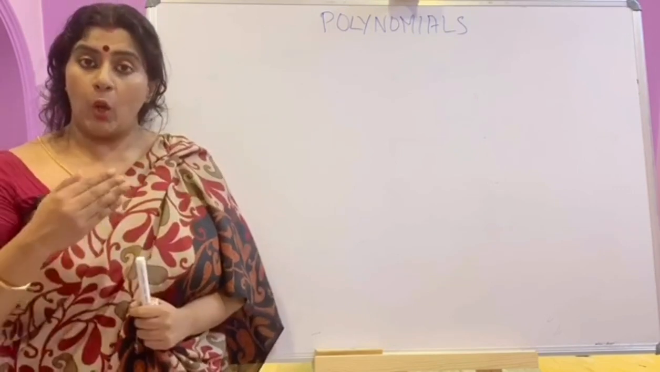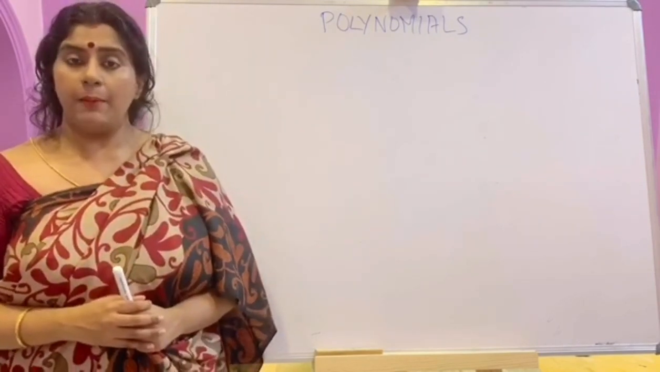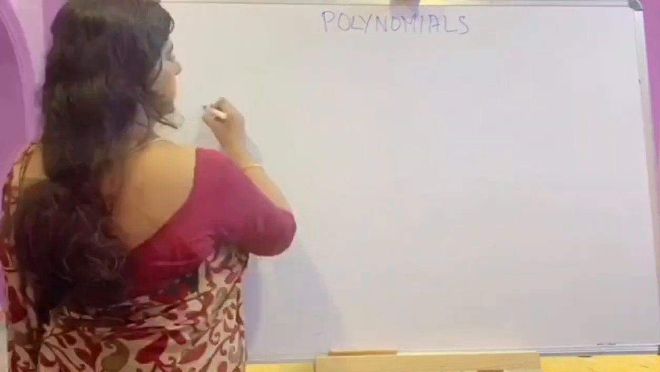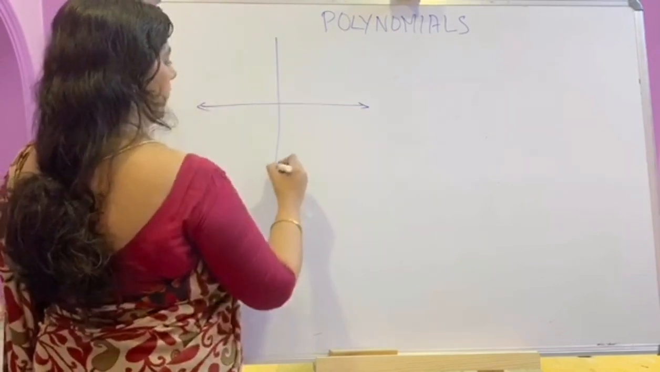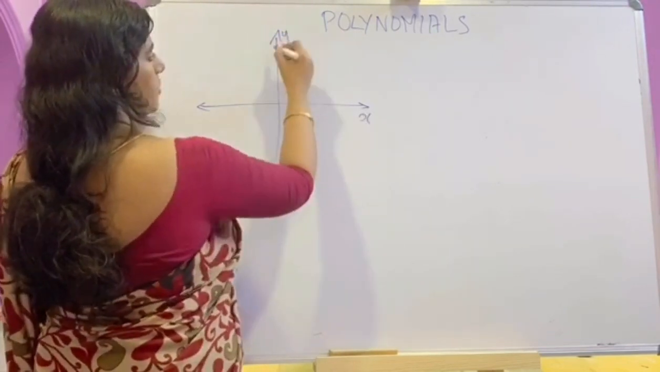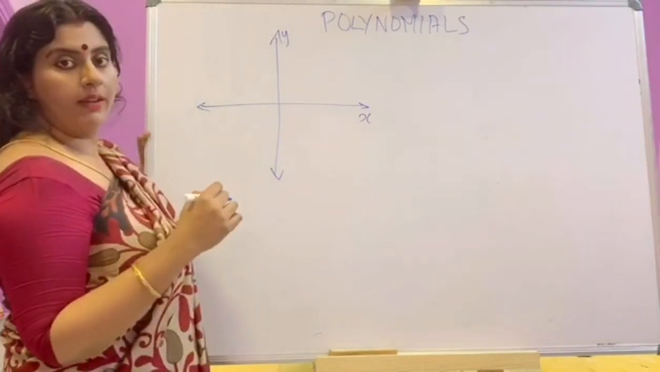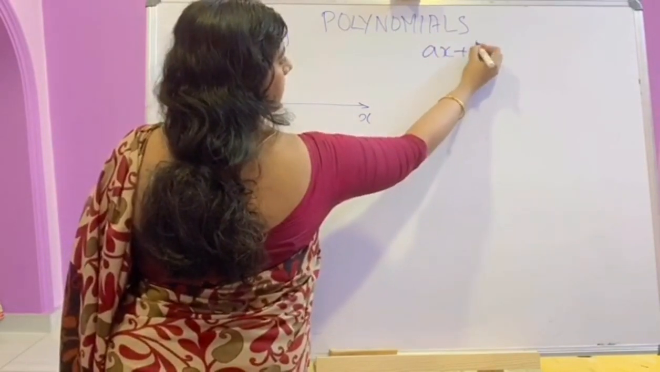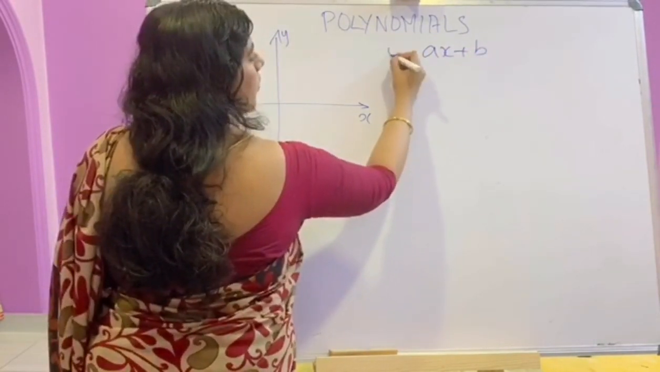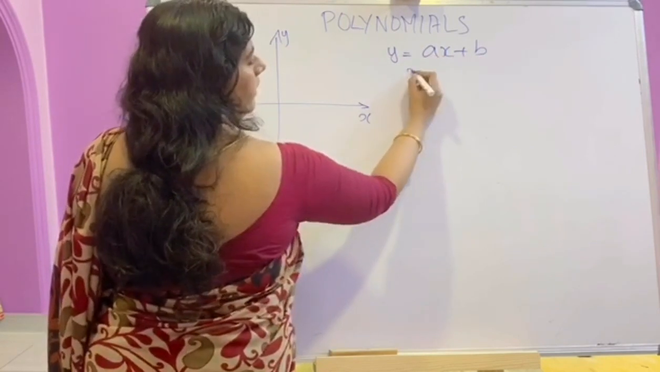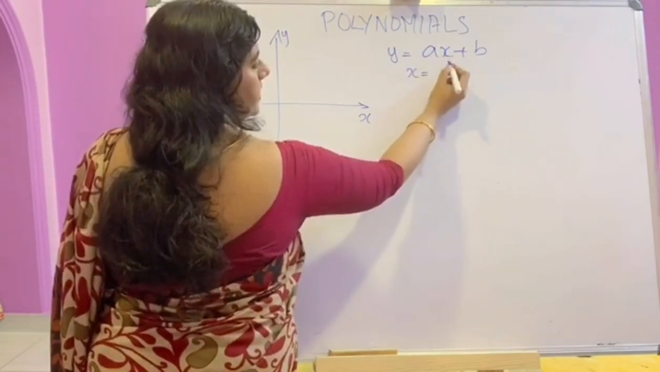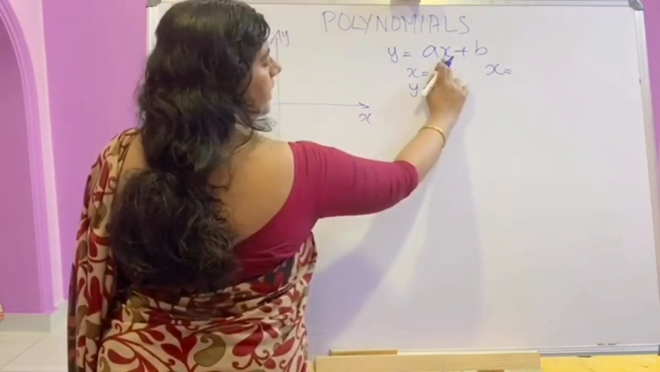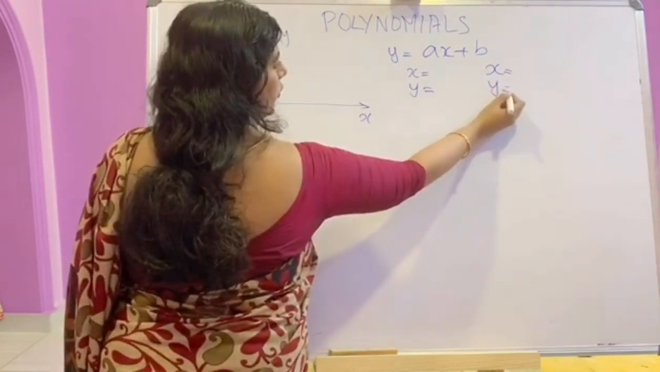Now, when we plot this on a graph, the graph of a linear polynomial will always be a straight line. This is the x-axis and this is the y-axis. For a linear polynomial, we will always get a straight line. A linear polynomial has the general form ax plus b. So y is equal to ax plus b. We will give a value for x, then you will get the corresponding value for y. We will give another value for x, then you will get the corresponding value for y, like that.